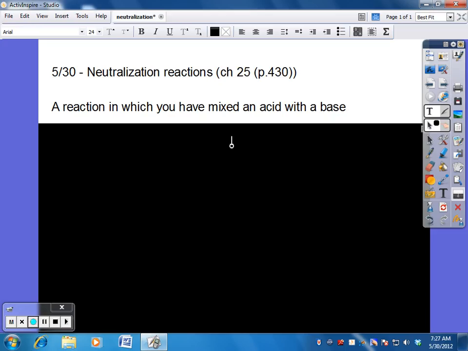Obviously, this is going to depend on the strength of your acid and the strength of your base. You may not always get an exact 7 on the pH scale, but you'll get something closer to neutral. And we're going to do some of these activities in class so you can see relative strengths and how much you need to get to neutral, things like that.